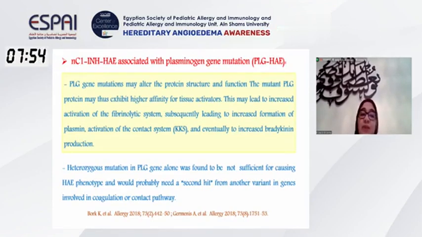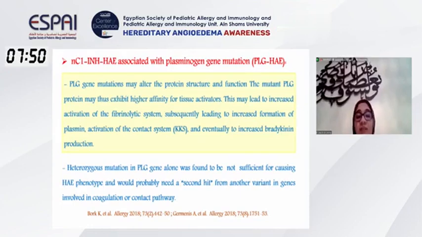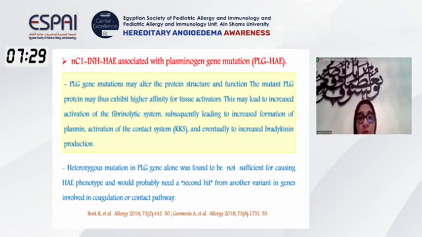This is a very important note: although it seems to have autosomal dominant inheritance, a heterozygous mutation in this gene alone was found to be not sufficient for causing the hereditary angioedema phenotype, and patients carrying a heterozygous mutation were found to be asymptomatic. Therefore, this might need a second hit from another variant in the genes involved in coagulation or the contact pathway.